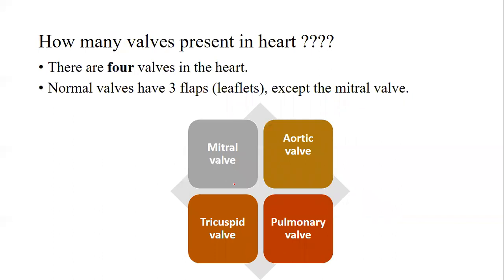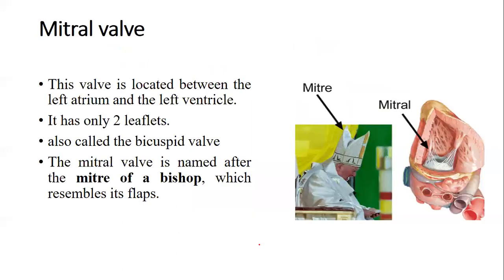We should know how many valves are present in our heart. We know that we have 4 chambers in our heart, namely 2 atria and 2 ventricles. So how many valves are present? There are 4 valves. Normally valves have 3 flaps or leaflets except the mitral valve. These are the 4 valves present in our heart, namely mitral valve, aortic valve, tricuspid valve and pulmonary valve.